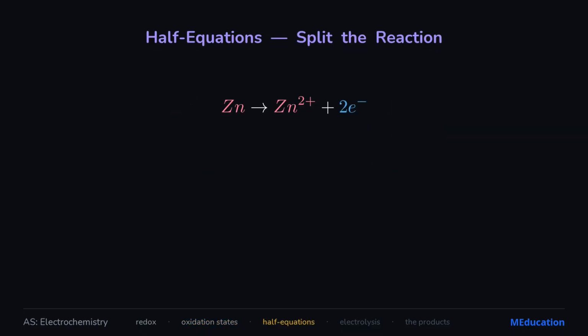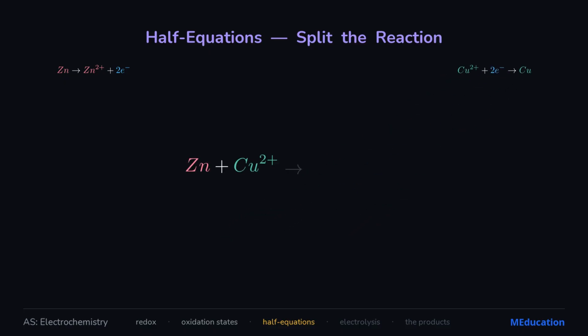Next, half equations. Write each side of the transfer separately, electrons and all. The oxidation half shows electrons being produced. The reduction half shows them consumed. Zinc to zinc 2+ releases 2 electrons. Copper 2+ plus 2 electrons becomes copper. Each half is its own tidy little equation, electrons made explicit.